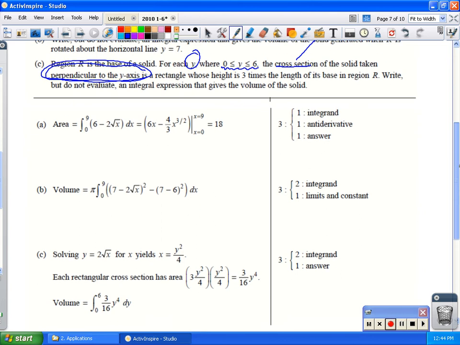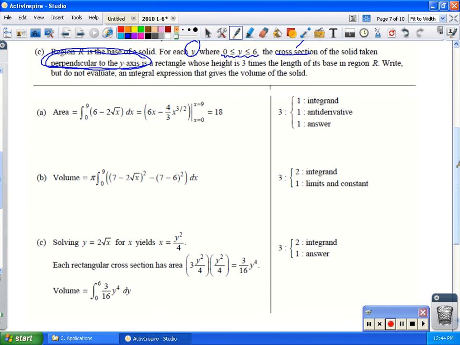So remember, when you're making the cake, you always start with area. The area of this particular rectangle is base times height, and the height is 3 times the base, so 3b times b will be 3b squared. So that's the formula that we're going to be dealing with here.